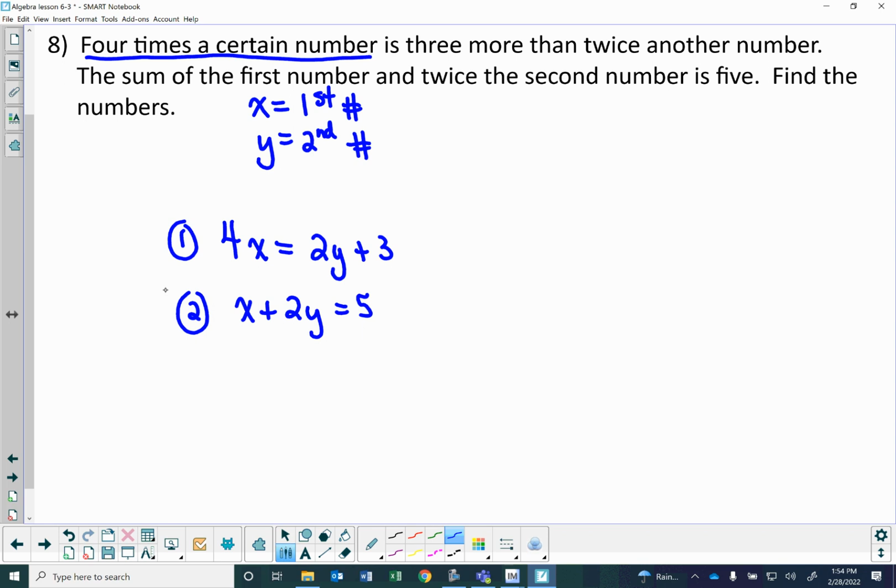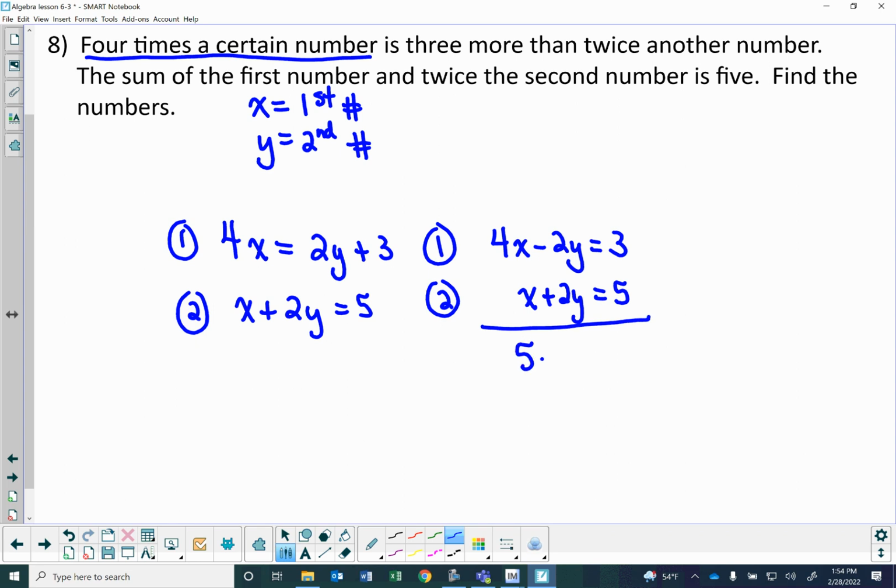Now these are not written in a form where using elimination would be nice, so I need to rewrite equation 1 in standard form, ax plus by equals c. It becomes 4x minus 2y equals 3. The second equation is written in the right form: x plus 2y equals 5. Now, since I rewrote these in standard form, my y's cancel out. So I now have 5x equals 8.